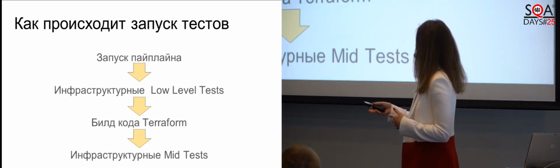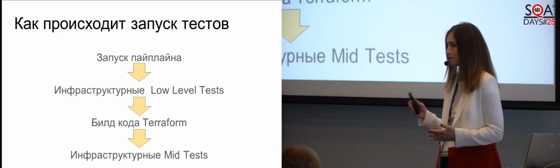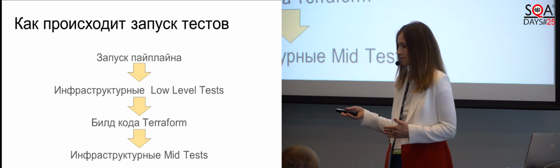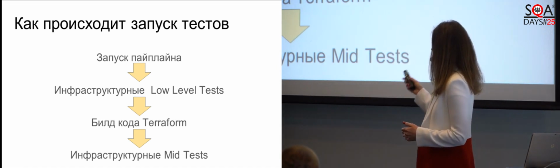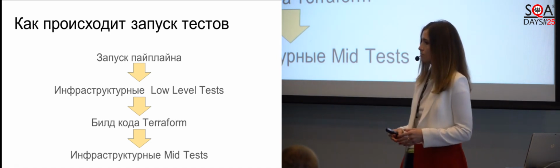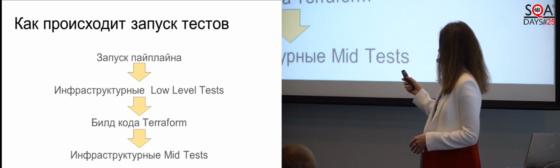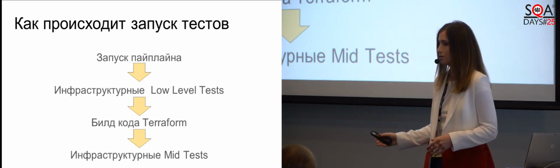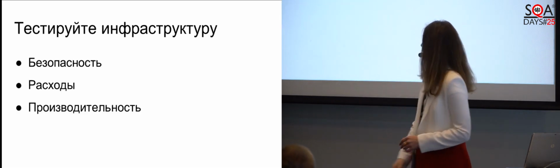I'll tell you how we launch the test. First, we launch the pipeline. After that, we perform low-level tests, such as code style and syntax check. Next, we go for building the Terraform code, and the infrastructure is moved to WCA, and then we perform mid-level tests on the infrastructure.